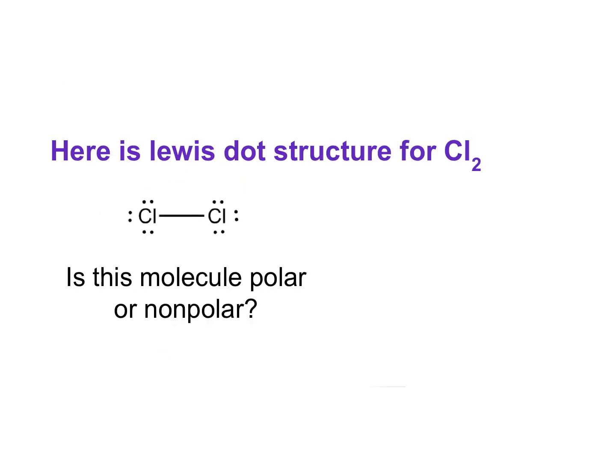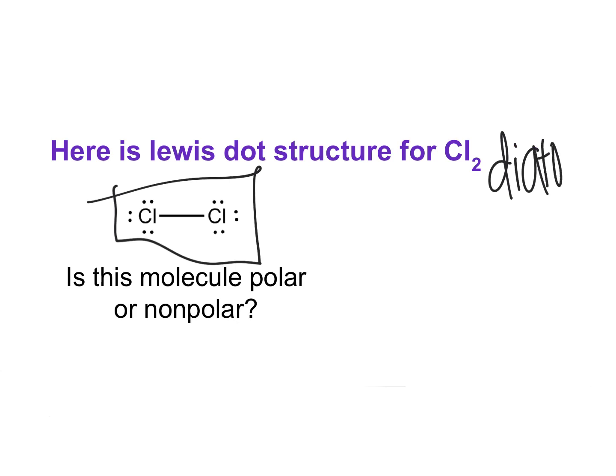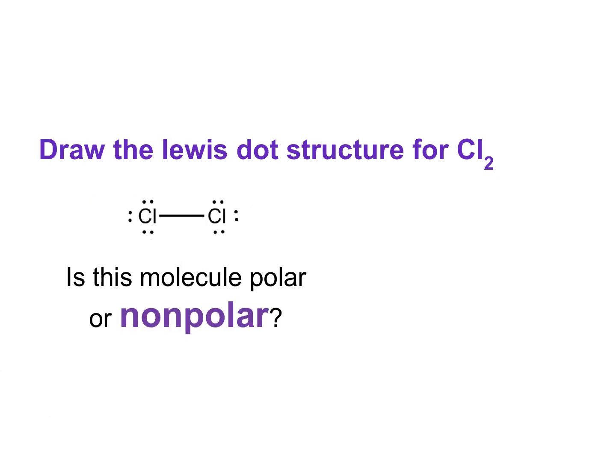So here is our Lewis dot structure for chlorine, which is Cl2, because that's one of our diatomics. So there are two of them that are stuck together. Is this molecule polar or nonpolar? This one is going to be nonpolar because if we draw that line of symmetry down the middle, you can see that everything looks the same on either side. Once we decide that it looks the same, we know that these atoms are actually the same. They're both chlorines, so they're going to have the same amount of pull on the electrons, the same electronegativity.